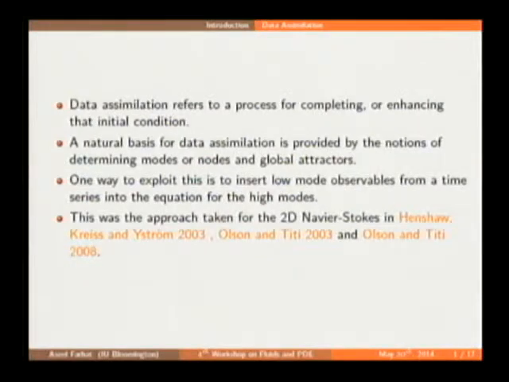enhance this initial condition. So when we think about data assimilation, we think about the long-time behavior of our dynamical system, and a natural basis for data assimilation is determining nodes, modes, or global attractors. With determining modes, this is actually the work that was done by Foias, Temam, and Titi, also in 2003, and also in 2008.